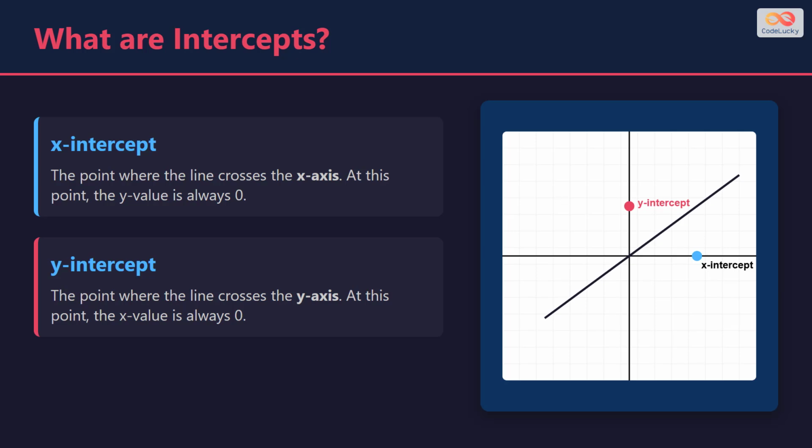Before we graph, we need to understand what an intercept is. An intercept is simply where a line crosses an axis. The X-intercept is the point where the line crosses the horizontal x-axis. At this specific point, the vertical y value is always 0. The Y-intercept is where the line crosses the vertical y-axis. At this point, the horizontal x value is always 0.